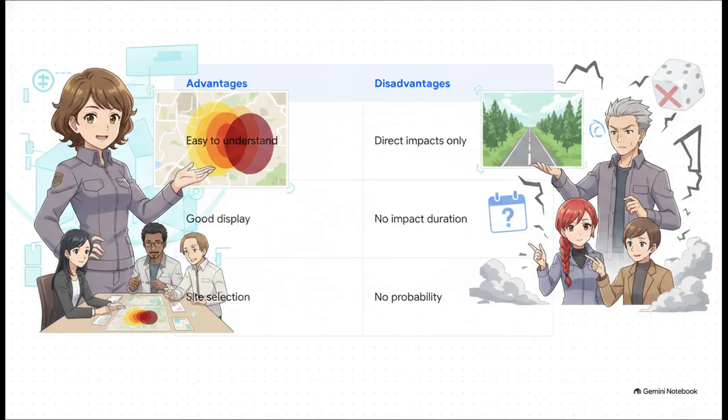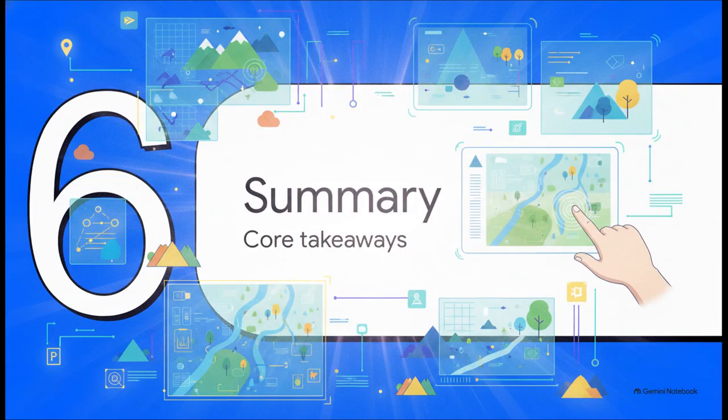The method primarily addresses direct impacts, like a road physically cutting through a forest, but it completely fails to address impact duration, like how long will that ecosystem actually be disrupted, or probability, what are the actual statistical odds of a flood occurring there. Simply put, it tells us the where, but it really struggles with the when or the how likely. And that brings us to Section 6, Summary and Final Thought.